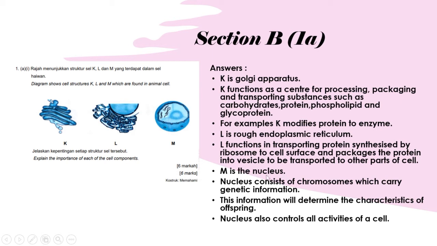M is the nucleus. Nucleus consists of the chromosome which carries genetic information. So this one 1 mark, this one 1 mark. Then this information will determine the characteristic of offspring. You can add more marks here. And then nucleus also controls all activities of the cell. So this is also another 1 mark. So the allocated mark here is 6 marks. If you can write the name of the structure and at least one function of the structure, you can get full marks.